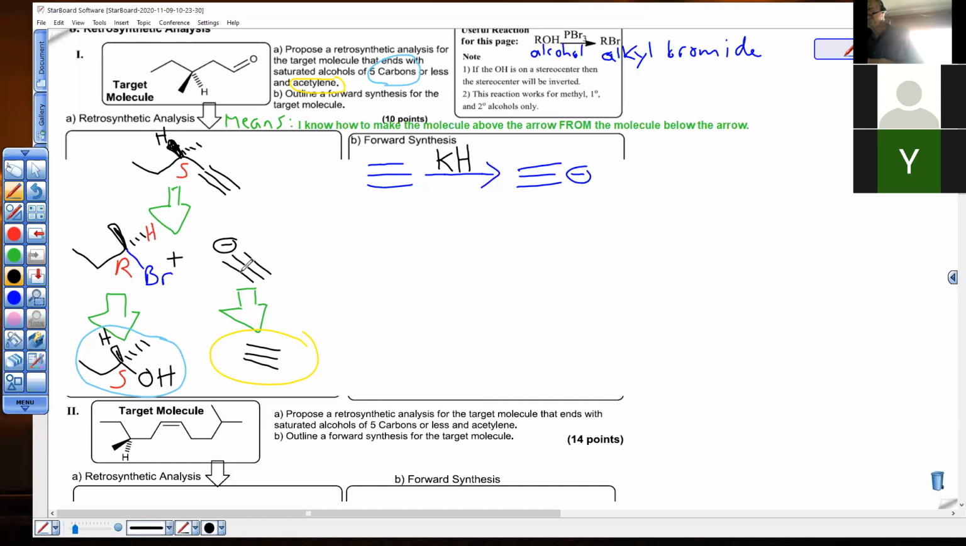So now I have this piece, but I don't have this piece to react with it. I need to make this piece from this piece. So what are we going to do? We're going to take that alcohol, and we're going to react that alcohol with a chemical that's on the top of the screen. I mean, this is almost free points as long as you use things correctly.